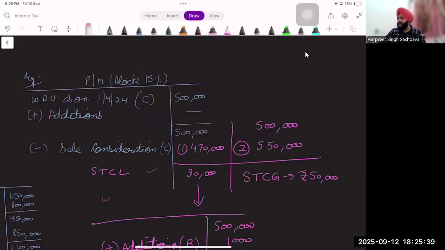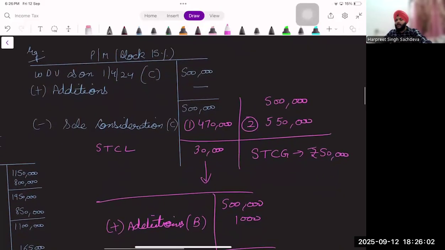We discussed this example yesterday. Even if you purchase an additional asset, even for 500 rupees, the block will continue. The remaining WDV will continue. Depreciation will be charged to P&L, and the net profit of the business will come down, and the business will save the income tax, and there will be no consideration in the capital gain head of this STCL.